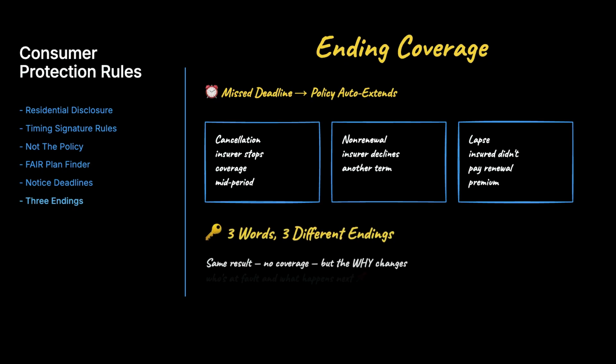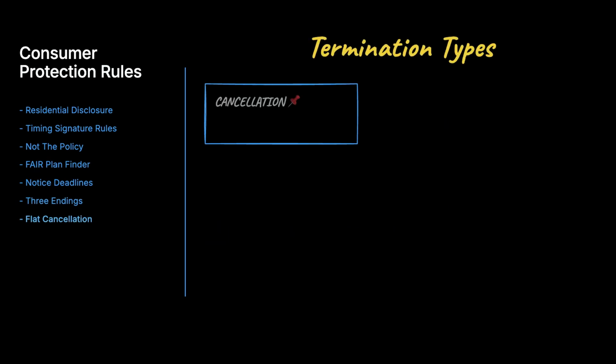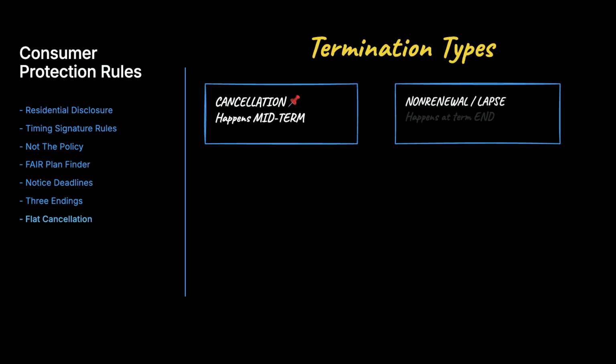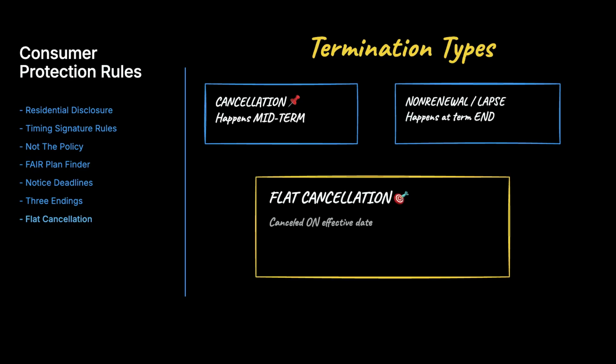Now, ending coverage, where three words get confused. Cancellation is the insurer stopping coverage mid-period. Non-renewal is the insurer declining another term. Lapse is the policy ending because the insured didn't pay the renewal premium. Hold on to the core split: cancellation happens mid-term, while non-renewal and lapse happen at the end of the term.